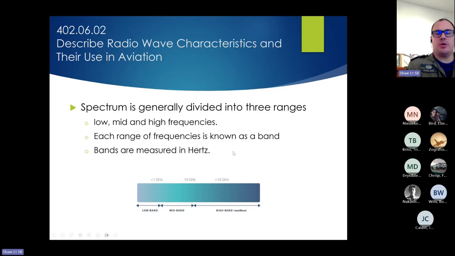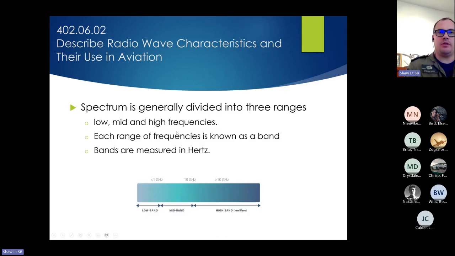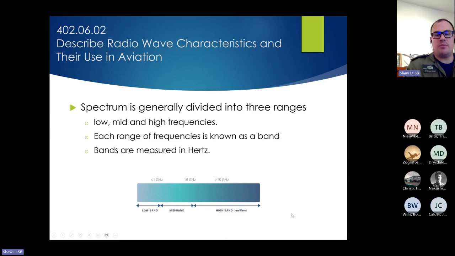The spectrum that we're talking about: radio, we're going back to radio instead of everything in life right now. Radio, as we know it aviation-wise, is generally divided into 3 ranges: low, mid, and high frequencies. Each range of frequencies is known as a band, and bands are measured in hertz. You can see low band looks like it's less than 1 gigahertz, mid band is 10 gigahertz, and high band is over top of 10 gigahertz.